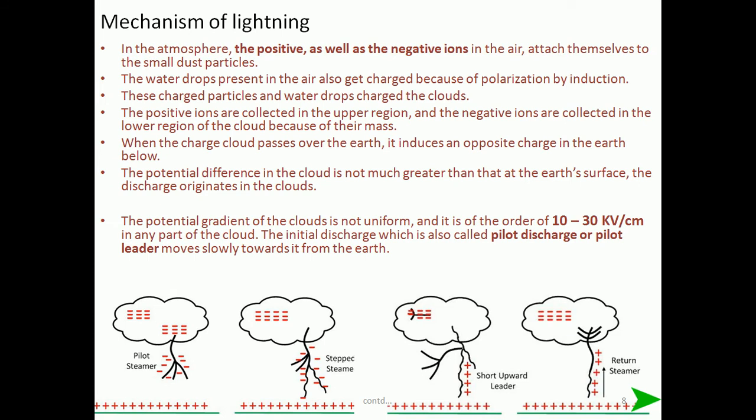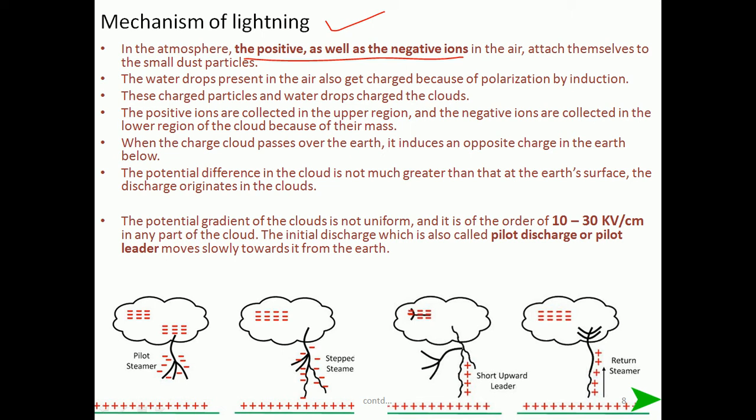Now what is the mechanism of lightning? This is very important: how lightning is created in the atmosphere. As we know, our atmosphere is divided into several spheres: ionosphere, ozonosphere, stratosphere, troposphere. In these spheres, the ionosphere is a region which contains positive as well as negative ions. These ions always attract and repel each other.